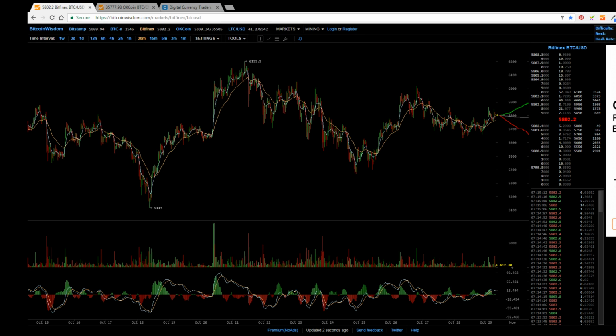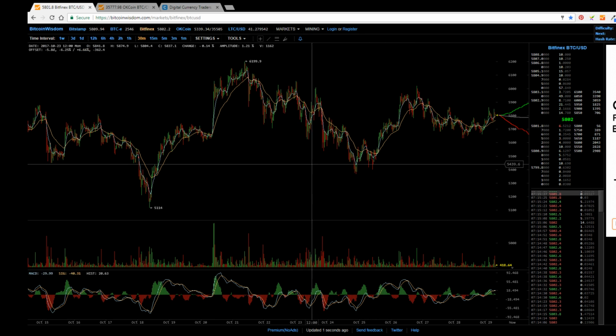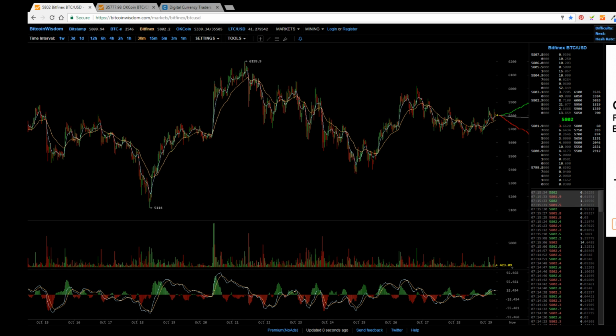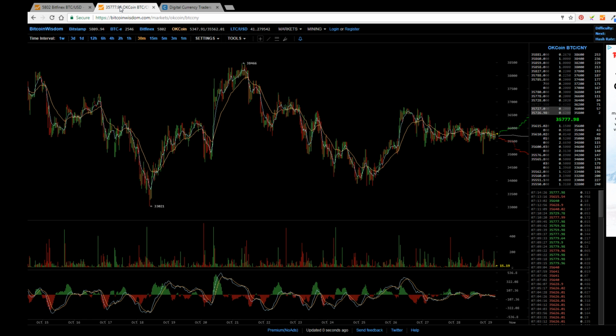Good morning. It's October 29th at about 7:15 in the morning Central Time, and we're looking at the price of Bitcoin on Bitfinex using the charts over here on Bitcoinwisdom. Today I'm going to go over the difference between the charts here on Bitfinex and OKCoin and compare these charts for some basic technical analysis.